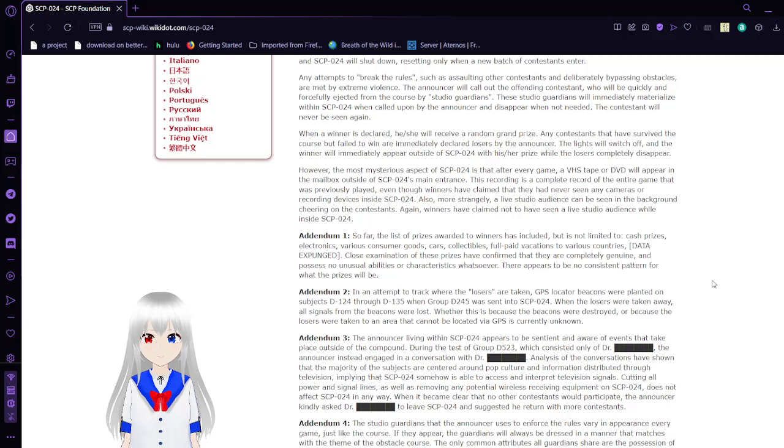However, the most mysterious aspect of SCP-24 is that after every game, a VHS tape or DVD will appear in the mailbox outside of SCP-24's main entrance. This recording is a complete record of the entire game that was previously played, even though winners have claimed that they have never seen any cameras or recording devices inside SCP-24. Also, more strangely, a live studio audience can be seen in the background cheering on the contestants. Again, winners have claimed to have not seen a live studio audience while inside SCP-24.